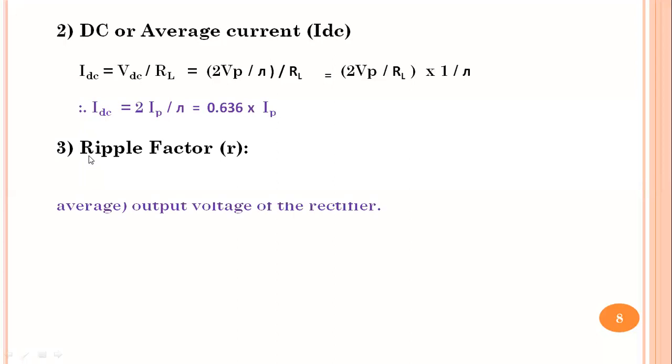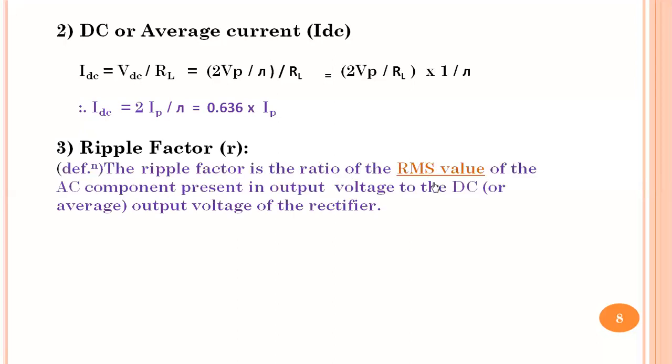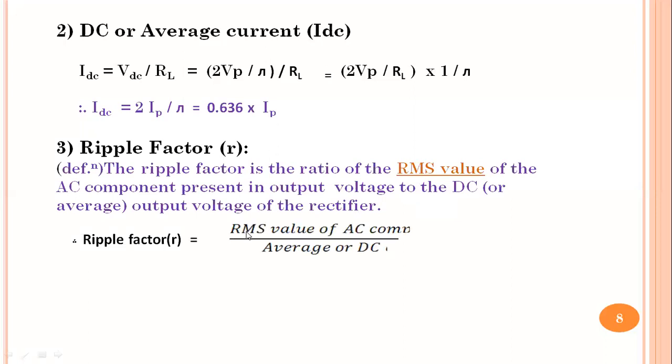Third one is ripple factor. Definition remains the same. The ratio of the RMS value of AC component present in the output upon the average or DC output voltage is known as ripple factor. Ripple factor is used to measure what amount of AC component is present in the output of the rectifier. Ideally, as we have discussed, it should be of zero value. We want only DC, no AC in the ideal case.